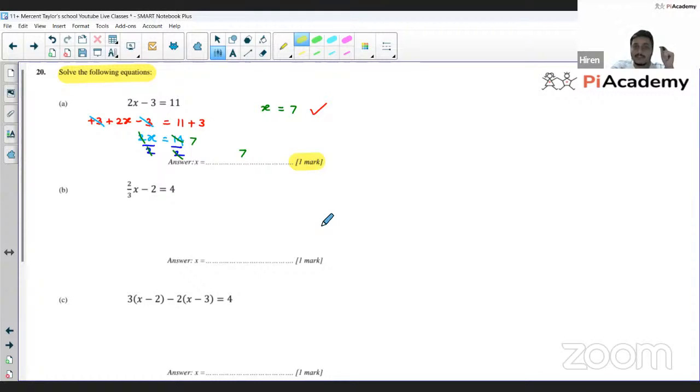For the next question, I'm giving you 30 seconds. Solve now B part. Yes, everyone, try to solve the B. You have 30 seconds to solve this question. And this is also for 1 mark.